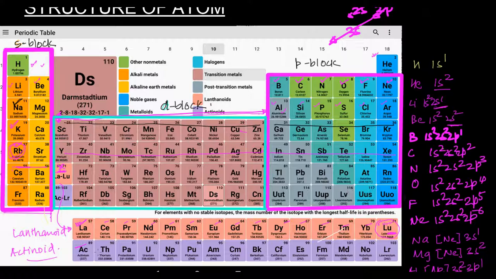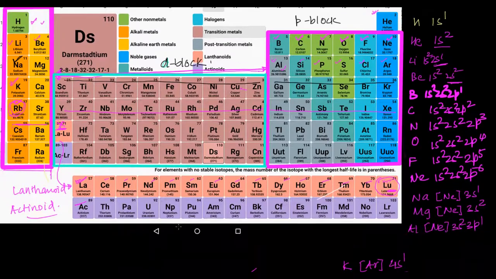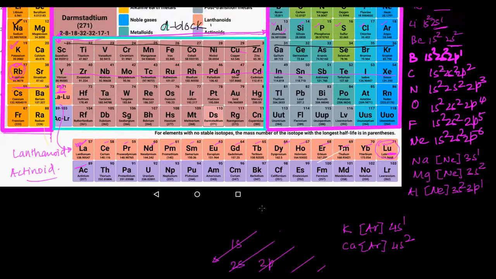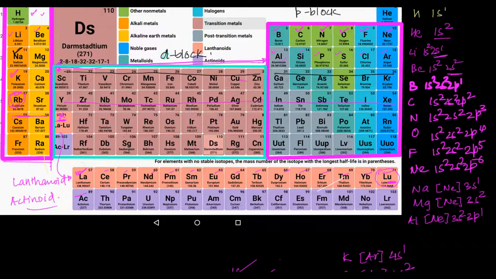Transition from actinium, metalloids, those which are transitioning between metals and non-metals. So this is all for the first time 4f getting filled, and then you suddenly kick back to 5d. After 4f getting filled, you come to 5d, so you start from here. All this, right? So from here till here, it's all 5d. Okay?